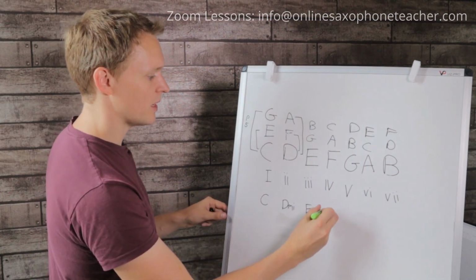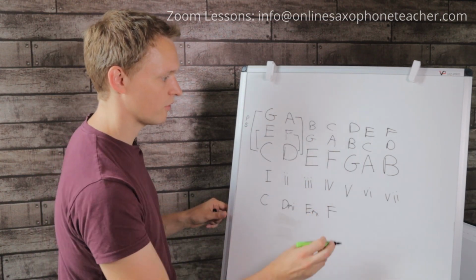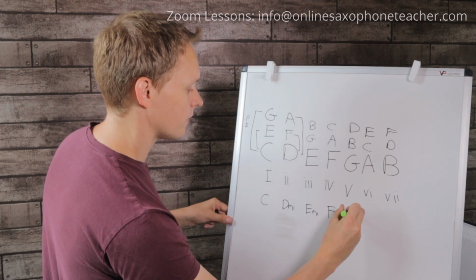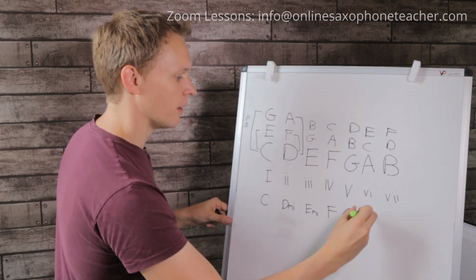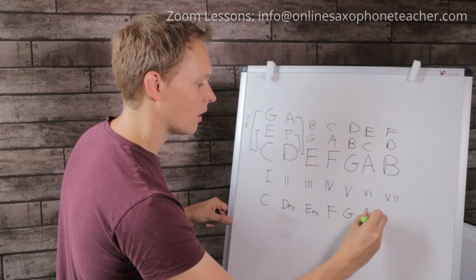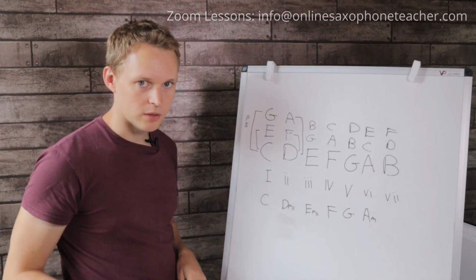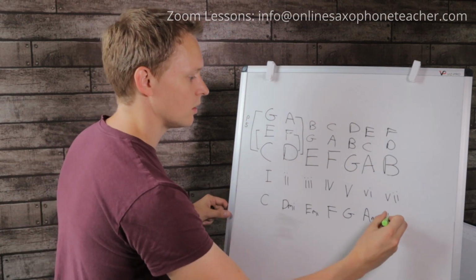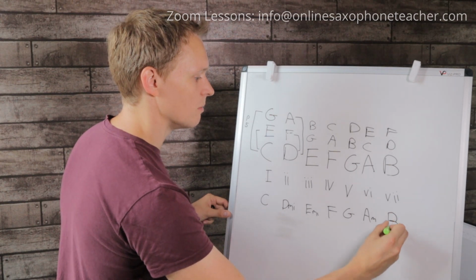E minor, F major, nice and easy, just a big capital F. G major, A minor, and this one is called B diminished. There's a few different symbols for this.